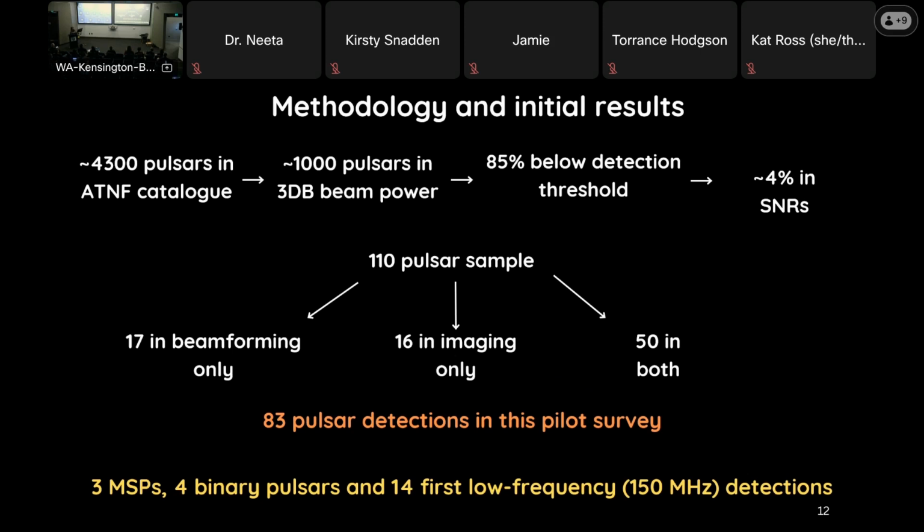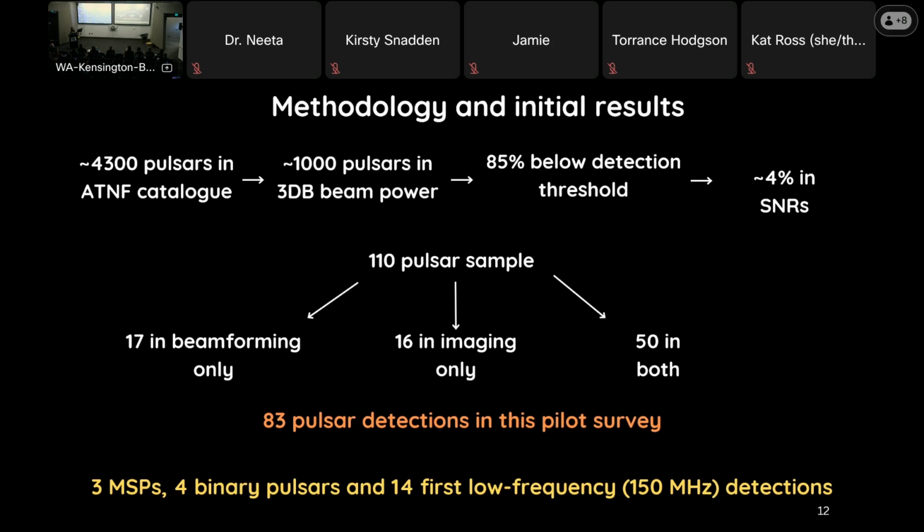And you can take this as just a summary slide of all of the detections that we got. Out of those 110 pulsar samples, 17 of them were detected in beamformed searches only, whereas 16 of them were detected in image-based searches only. Image-based searches mainly included exploring the properties of the pulsars, comparing them to the known properties of those pulsars, and cross-matching with the ATNF catalog. On the other hand, we had 50 of the pulsars which were detected in both beamformed as well as image domain searches, leading us to a total of 83 pulsar detections in the pilot survey. Out of those 83, we had 3 MSPs and 4 binary pulsars.